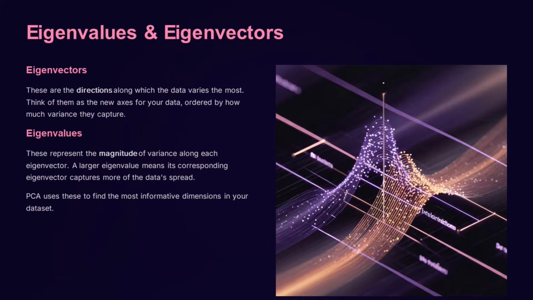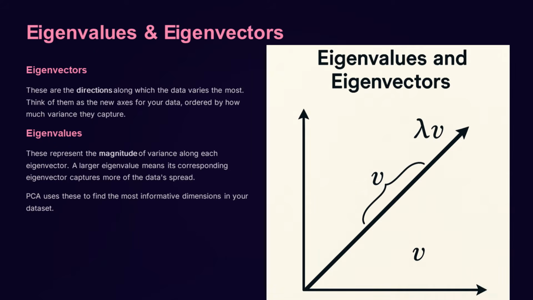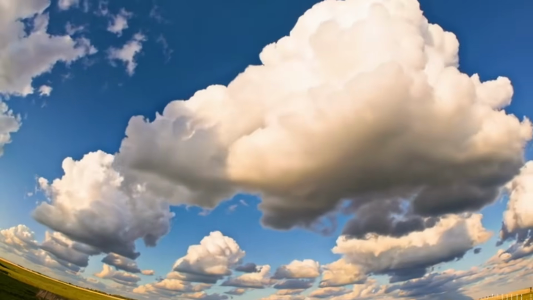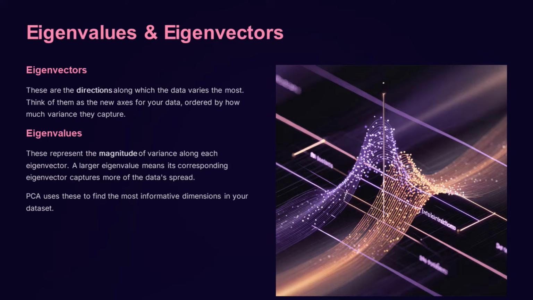Let's break down two of the most important, but often intimidating, concepts in PCA, eigenvectors and eigenvalues. Don't worry, they're simpler than they sound. Imagine you're looking at a stretched out cloud of data points. Eigenvectors are simply the natural directions where your data stretches the most.